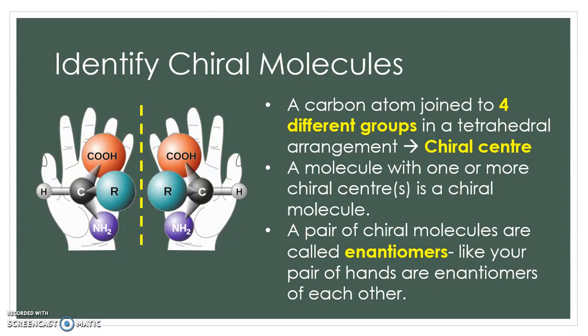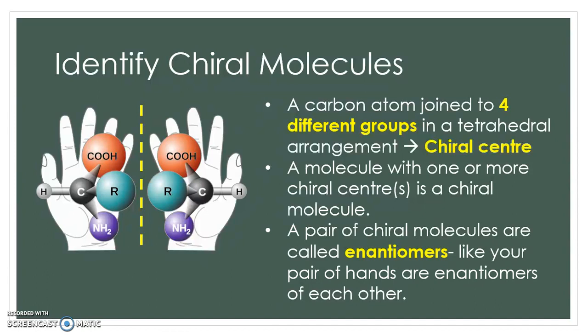Okay. So it's hard to imagine what a chiral molecule looks like, but it's not hard to determine if a molecule is chiral or not. That is, if an organic molecule has one carbon, any carbon, that is joined to four different groups in a tetrahedral arrangement, then that molecule will be a chiral molecule, because that carbon that's joined to four different groups will be the chiral center of that particular molecule.